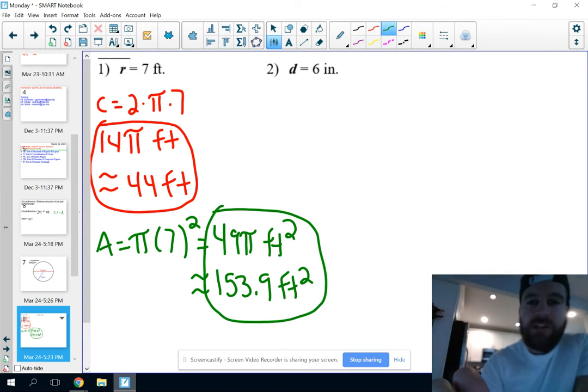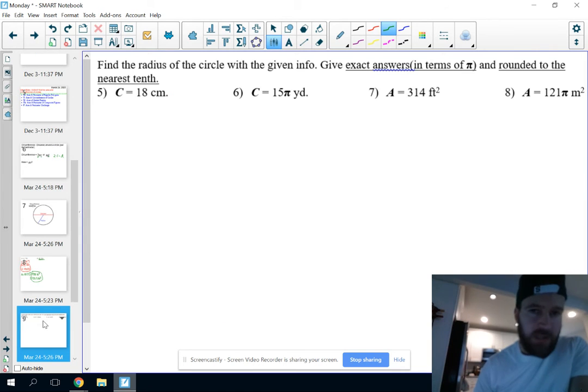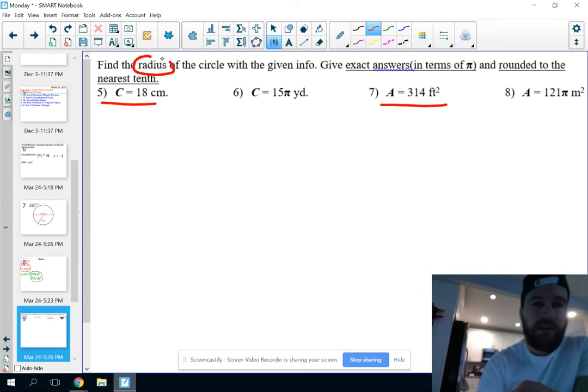For number 2, just notice you're given the diameter instead of the radius. So you'll need to do a little extra work there in order to find the radius when it comes to calculating the area. Skipping down to the next section, just going over one more type of problem. In 5 through 8, you're either given circumference or area, and you're working backwards to find the radius. Still looking for an exact answer and a rounded answer.